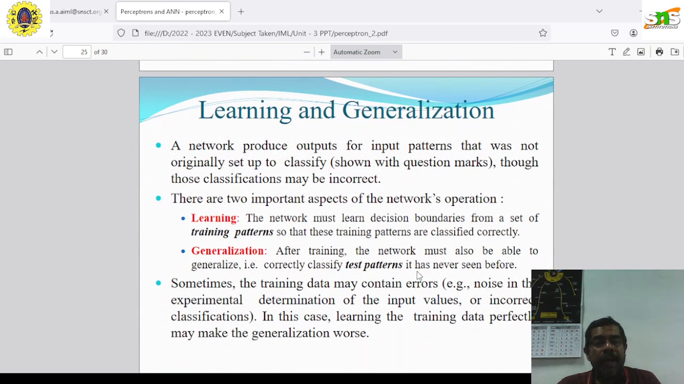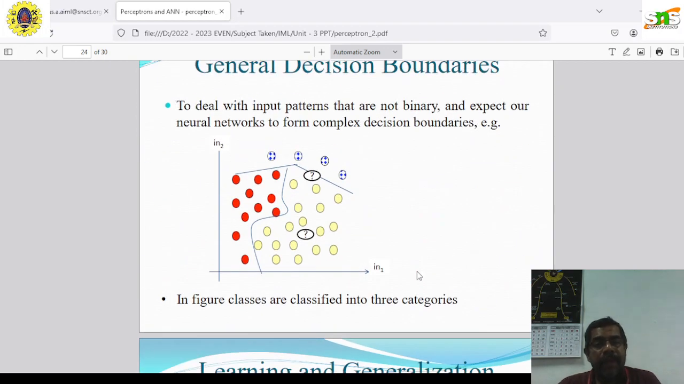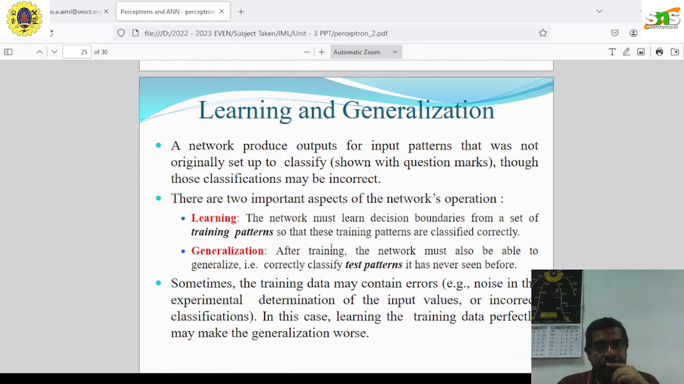Now we have to see learning and then generalization. Before that, here we have to see how these red particles have been classified, and how these light orange particles have been classified. If we give one test data, the decision boundaries have to be set according to the test data. So in learning and generalization, a network produces outputs for the appropriate input patterns, with the appropriate marks shown with the question marks, though those classifications may also be incorrect.